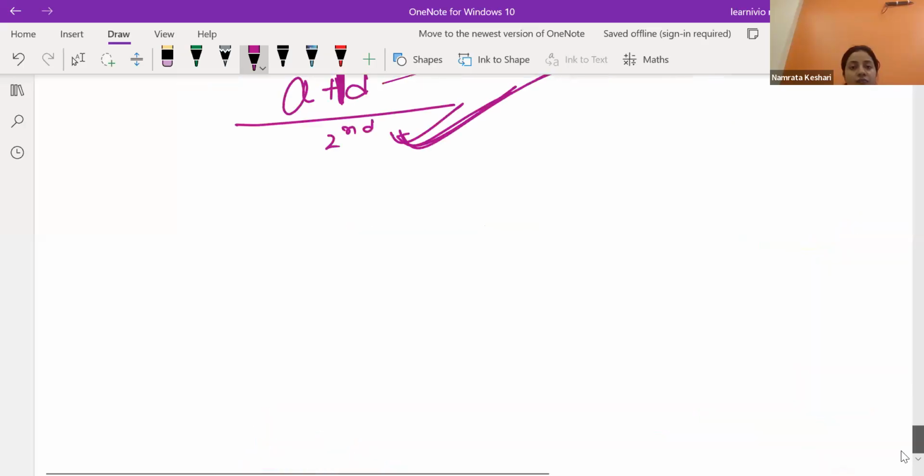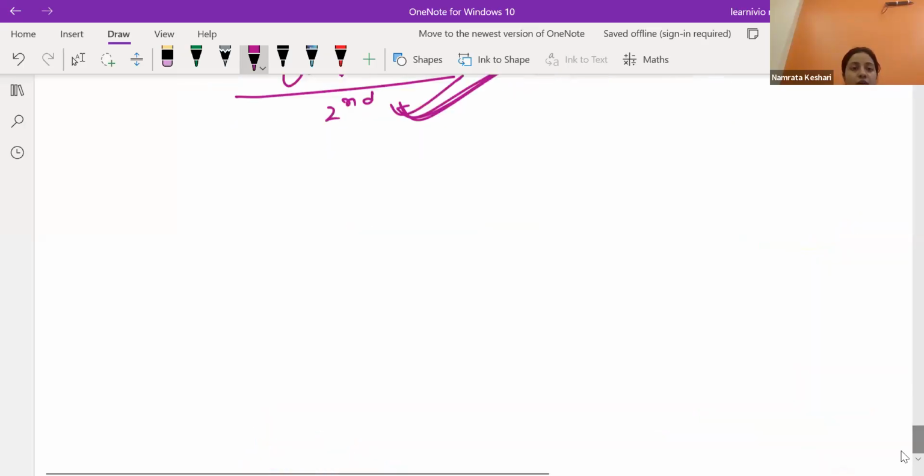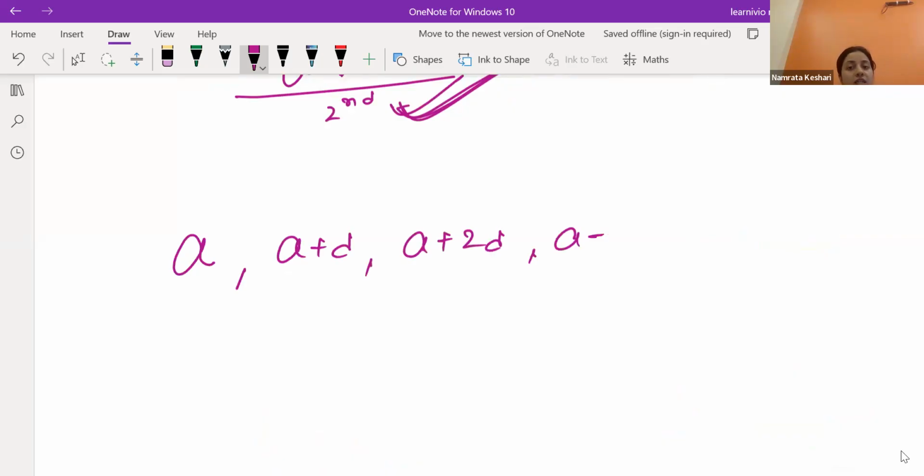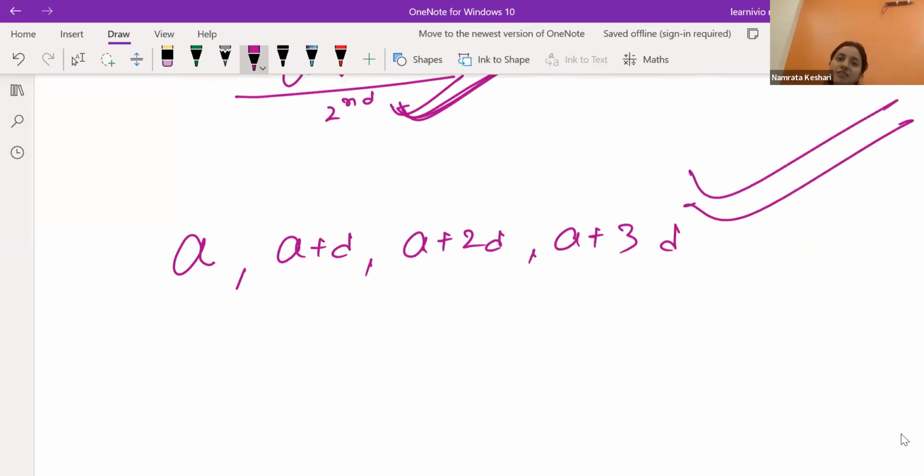Yes, ma'am. Again I am writing: first term is A, next term is A plus D, next term is A plus 2D, next term is A plus 3D. How did we get this structure? By observation. We took one example of an AP: 1, 3, 5, 7, and we realized that every time D is getting added. Hence we generated this formula, and we realized that mathematicians have given the same formula. Are you getting it?